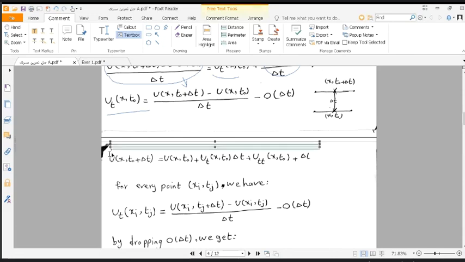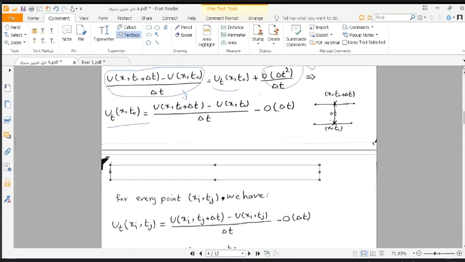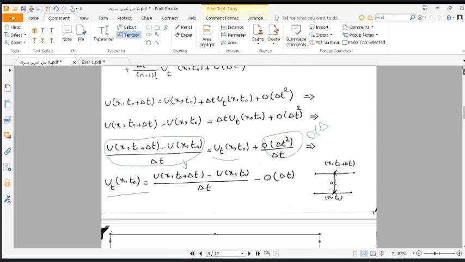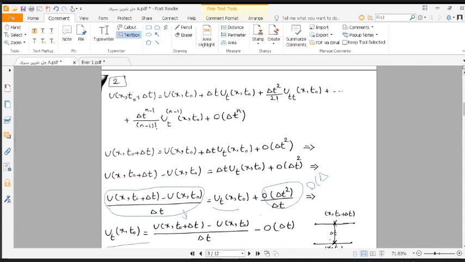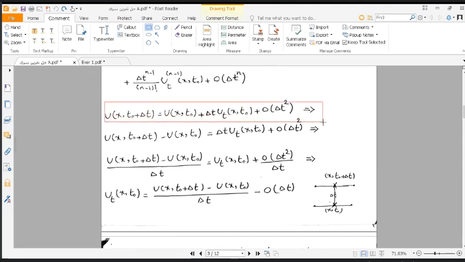I repeat again, Miss Sima. This is Miss Sima. I will repeat again. It is essential for this lesson. It is Taylor's theorem. Okay, yes or no? It is Taylor's theorem.